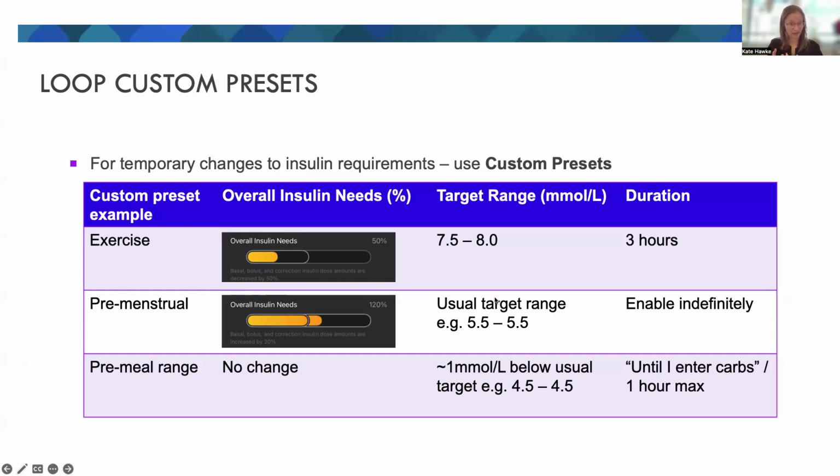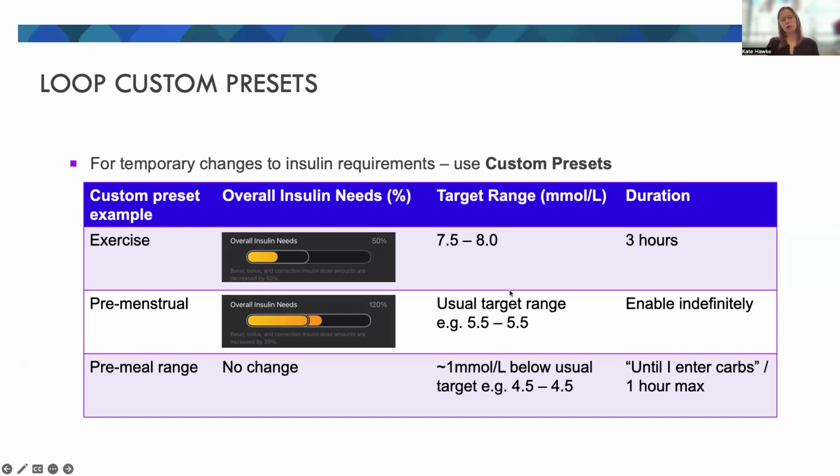Our ISF will be half the strength, so our corrections will be gentler. And indeed, the system's determination of how much insulin is required to get to target will be much less, because we're fundamentally working with a weaker ISF while this system is configured to 50%.